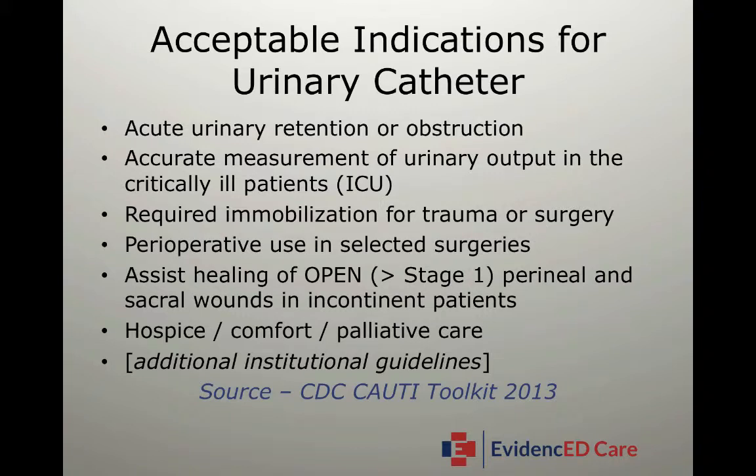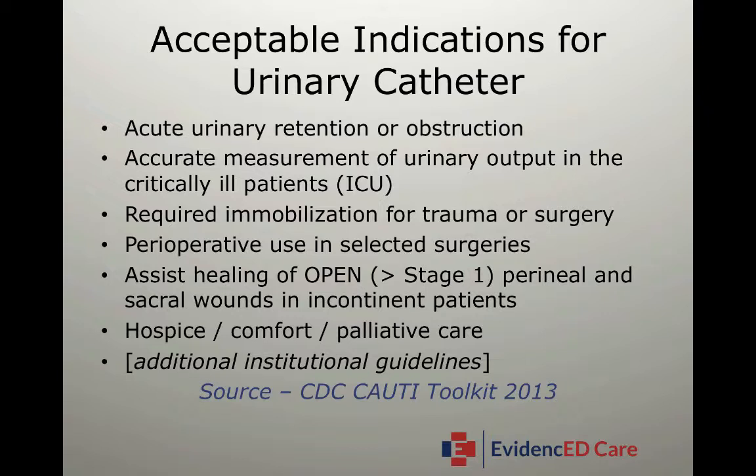So this is a listing of the accepted indications, and we're going to go through many of these as they apply to us in the emergency department. First would be acute urinary retention or obstruction. Well, that one is obvious. But another indication is for accurate measurement of urinary output in ICU level patients. So severe septic patients or other severe patients that are requiring ICU level care in which monitoring of urinary output and temperature is important, a catheter would be an indication.